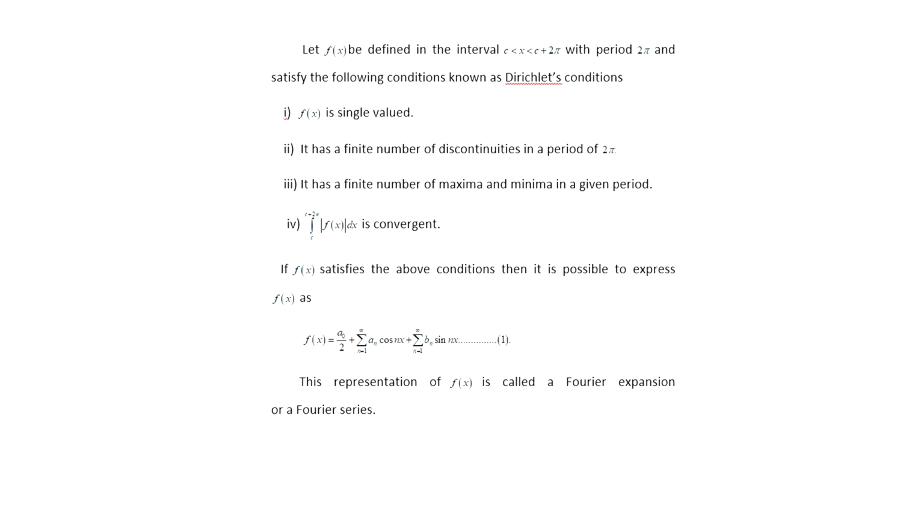If f of x satisfies the above conditions, then it is possible to express f of x as f of x equal to a0 by 2 plus summation n equal to 1 to infinity an cos nx plus summation n equal to 1 to infinity bn sin nx. This expression of f of x is called Fourier expansion or a Fourier series.